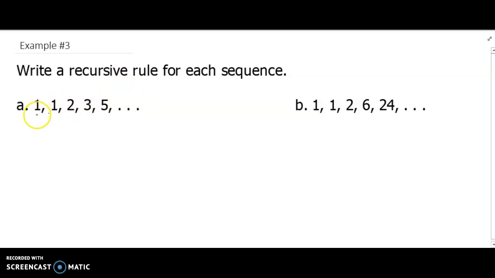If I look at a pattern here, well, 1 repeats itself. Then I add 1 to get 2. Then I add 2 to get 3, or sorry, 1 more to get 3. Then I add 2 to get 5. Okay, so that's kind of confusing.